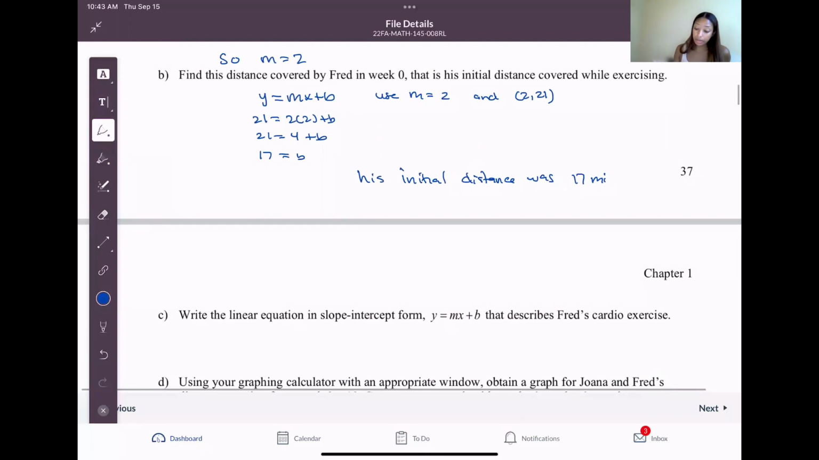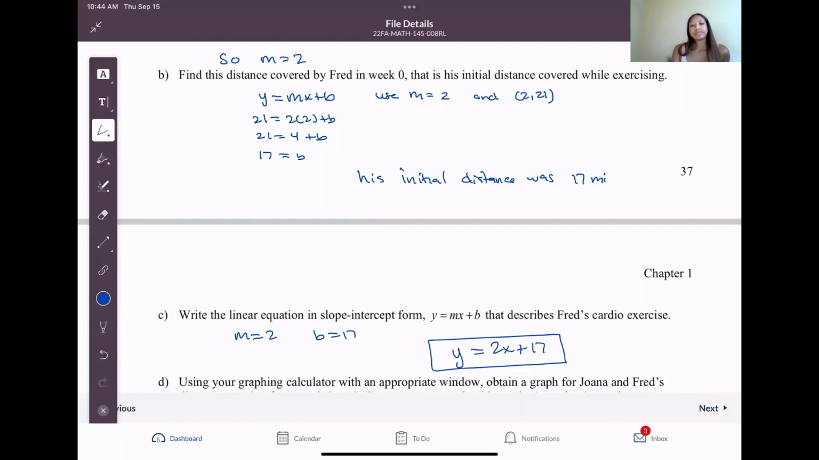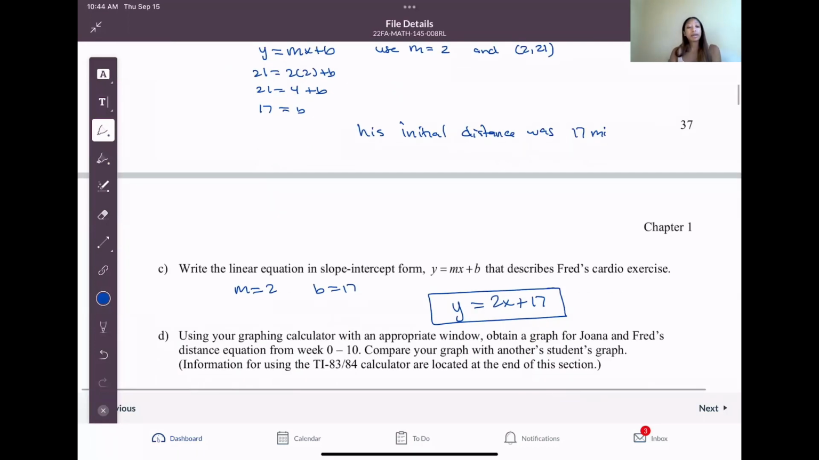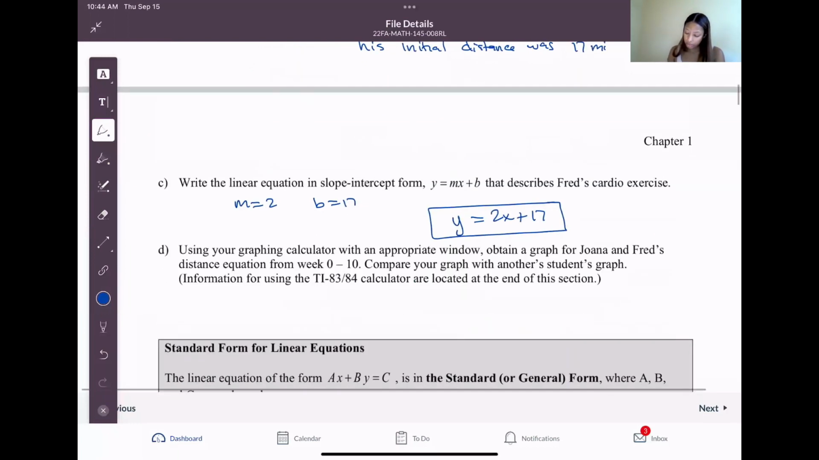In part C, we can put those two things together. The slope was 2, b is 17. So the equation is y equals 2x plus 17. And then the last part is asking us to graph this on our graphing calculator with the appropriate window. So using your graphing calculator, look at Joanna and Fred's distances from weeks 0 to 10. Compare your graph with another student. So you can all compare yours with mine.